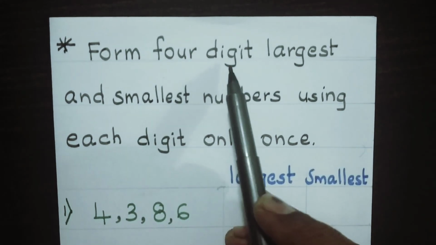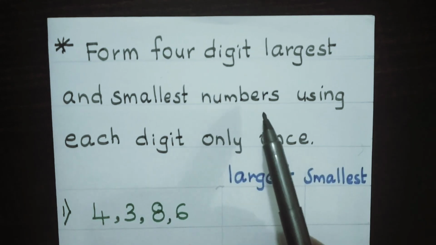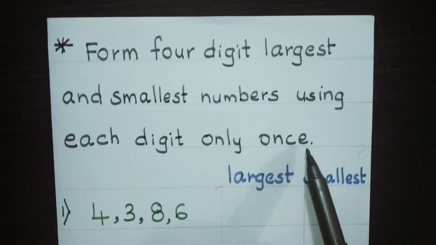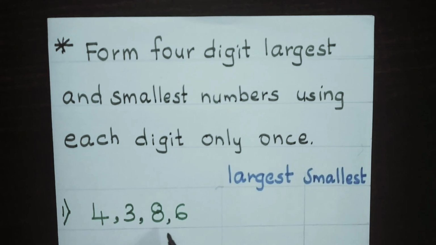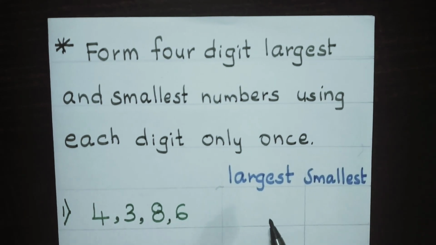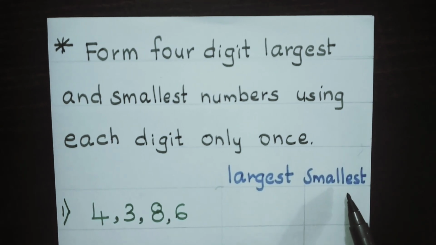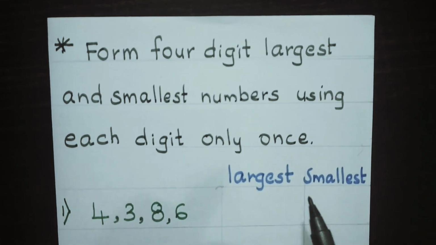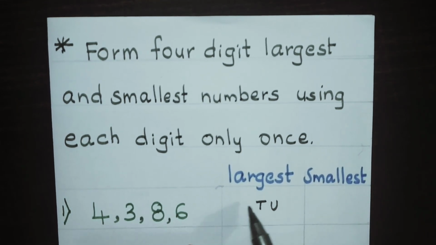Form 4-digit largest and smallest numbers using each digit only once. So your digits are given. We have to use the digits only once and we have to make the 4-digit largest number and the smallest number. So 4-digit largest number and smallest number means you'll have 4 places. You need tens, hundred, thousand.